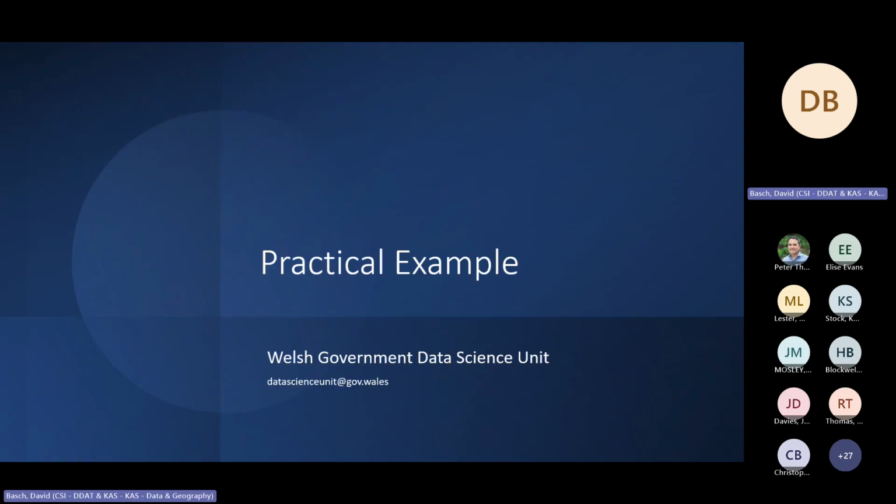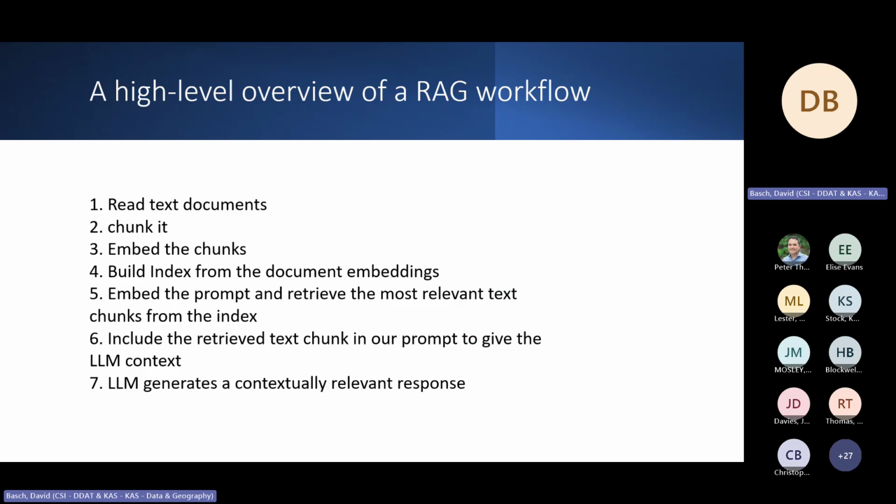So move on to a practical example now. So again, a reminder of the high-level overview of a RAG workflow. We read in the documents, we chunk them, we embed them, we build an index from the embeddings. We take the user prompt and embed that and retrieve the most relevant text chunks from the index. And then we include the retrieved text chunks in our prompt to give the LLM context and pass everything to the LLM and let it generate us a good response.